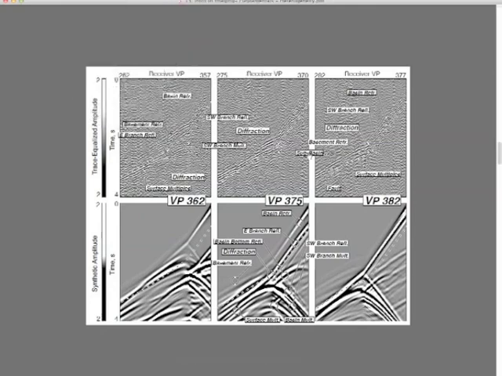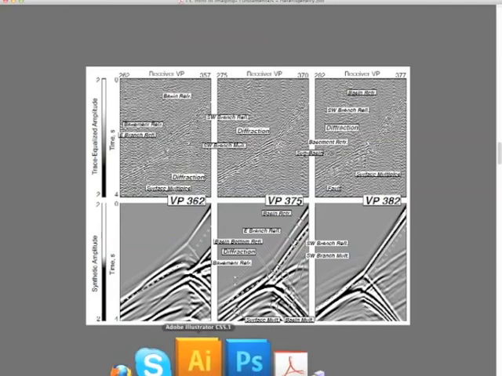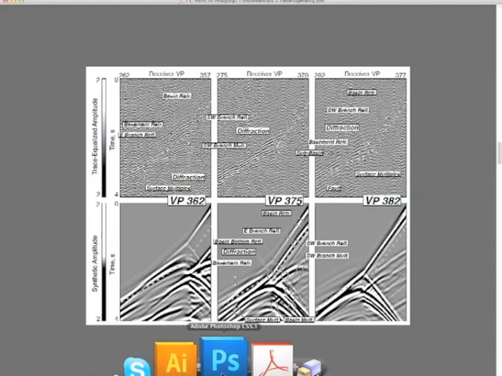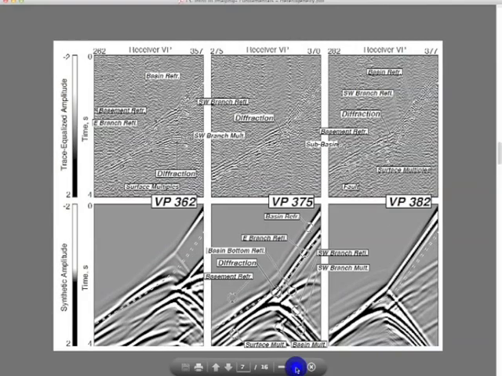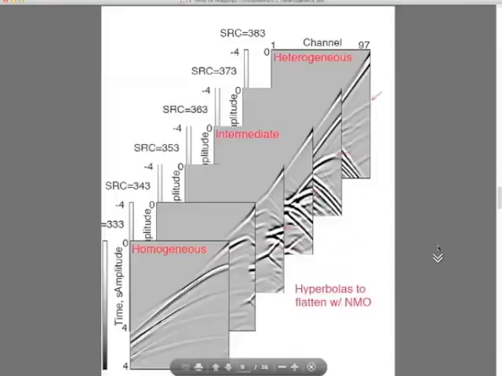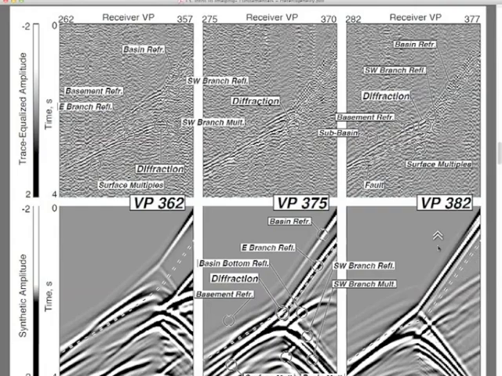I'm not sure how to make it scroll continuously, but here I'm comparing this synthetic, especially across its more heterogeneous parts, with the real data above. So above we have the recorded data, and below we have the synthetic. How do I know that's the case? The synthetic is zero before the first arrival, and of course the real data are anything but zero before the first arrival. At these 10-kilometer offsets, it's sometimes very hard to see the first arrival.